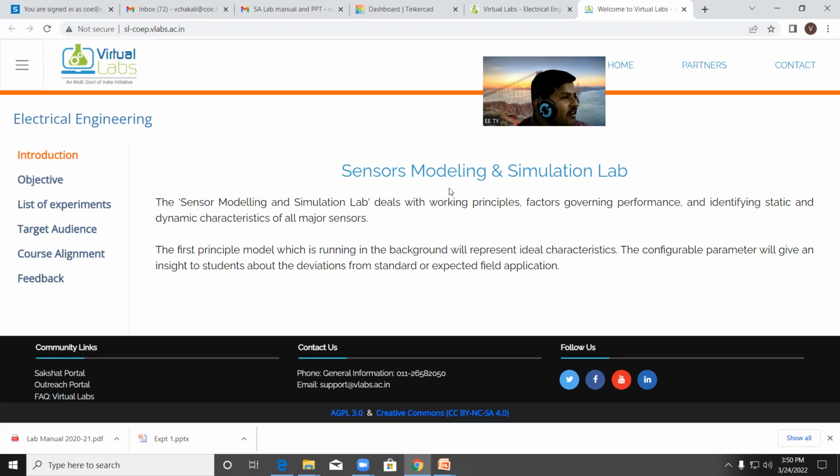Suppose you are considering an object type of sensor. Object, it may be anything: a human or organism, a solid object, an iron rod, one type of stone, any object. So for an object, there is no specific physical quantity. It will sense any object that comes in front of that sensor within that range, right.